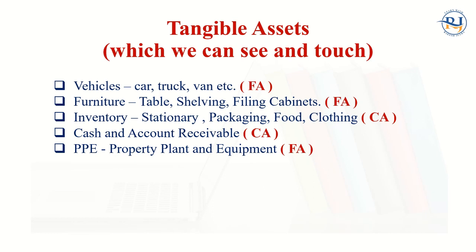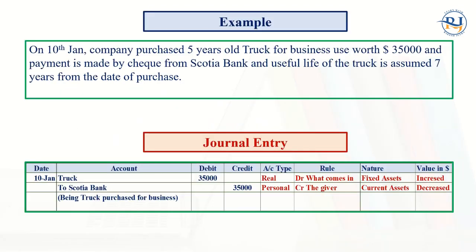Now I am just going to explain some of the assets with some examples. On 10th of January, company purchased a 5-year-old truck for business use worth $35,000 and payment is made by check from Scotia Bank, and useful life of the truck is assumed 7 years from the date of purchase. So the general entry in this case would be, as we know the truck is a fixed asset.